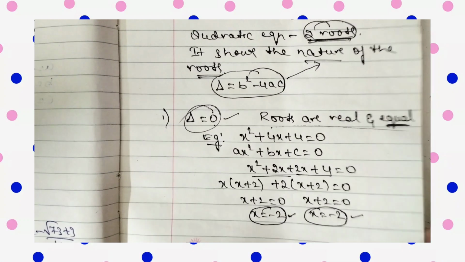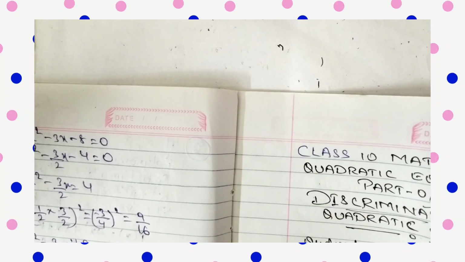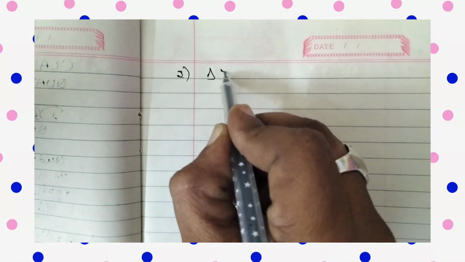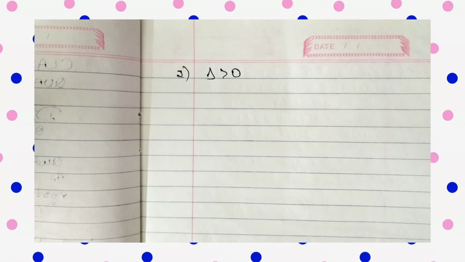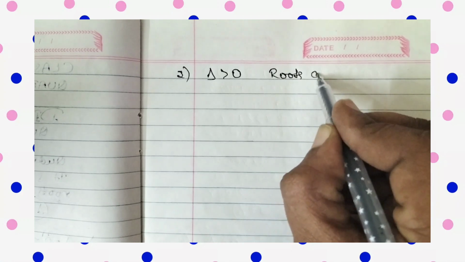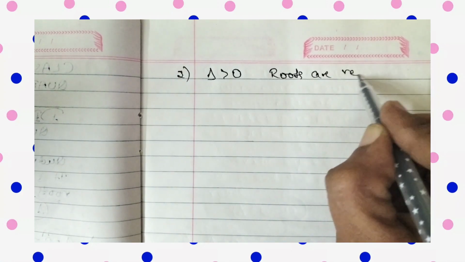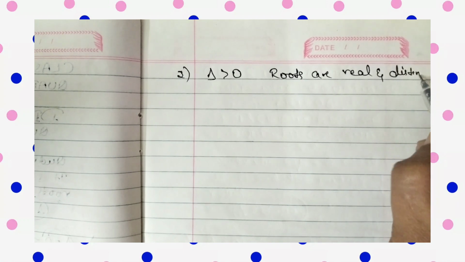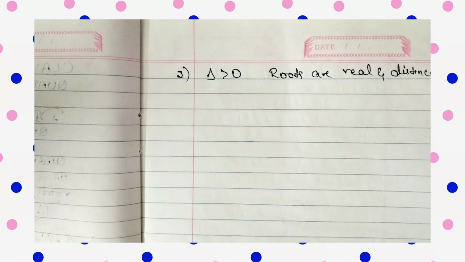Now let us go for the second case. In the second case, I will take delta greater than 0. Greater than 0 means all the positive values. If delta is greater than 0, then the roots are real and distinct.